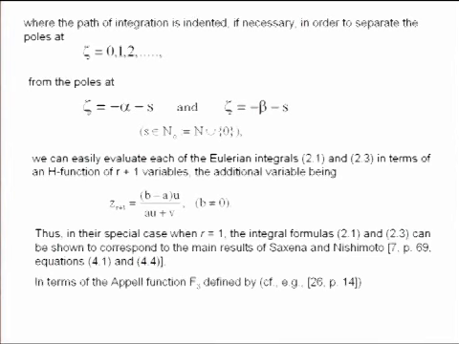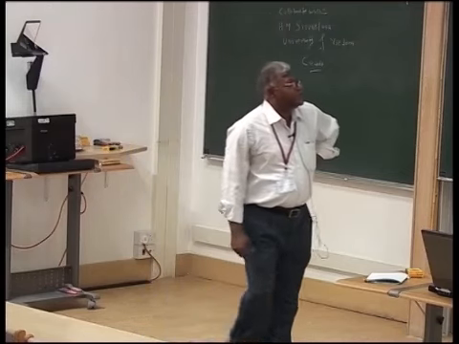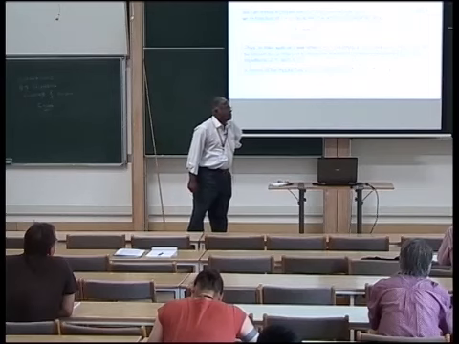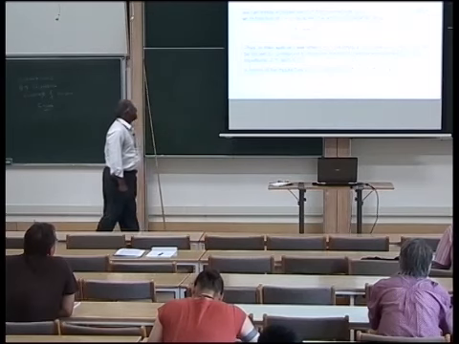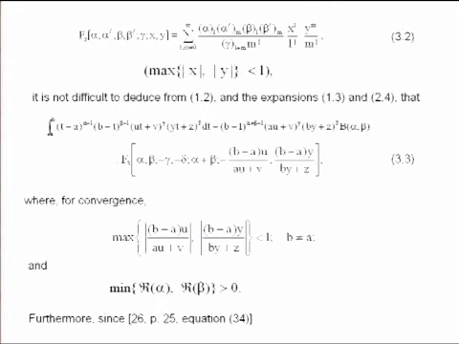We can easily abbreviate the Eulerian integral 2.1, 2.3 in terms of the H function of r plus 1 variables, with z_{r+1}. Thus, in the special case when r is equal to 1, the integral formula 2.1, 2.3 can be shown to correspond to the main results of Nawito 1992 in terms of the L function F3 defined by this, and we get the result here, and the convergence conditions here.